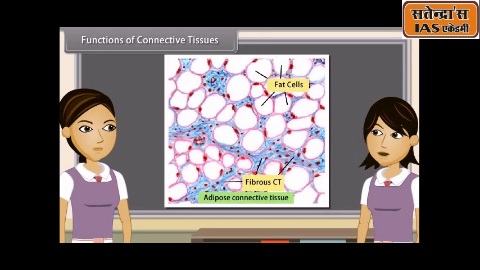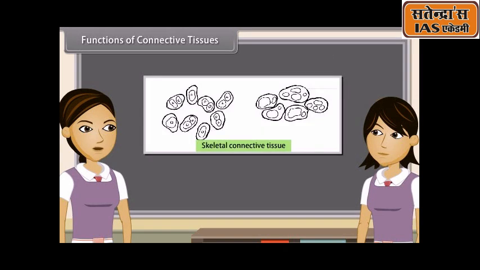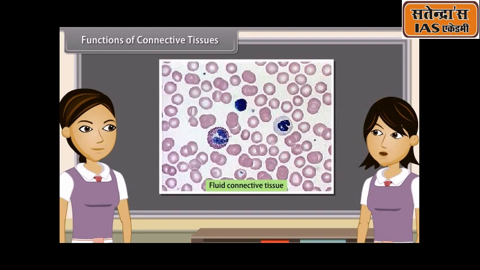Adipose connective tissue stores fat, gives shape to limbs and the body, keeps the visceral organs in proper position, acts as shock-absorbing cushions around kidneys and eyeballs, and also acts as an insulator. Skeletal connective tissue forms endoskeleton, provides flexibility and support to the body parts, protects vital organs, stores calcium and phosphate. Fluid connective tissue transports nutrients, hormones and vitamins to the tissues of whole body and excretory products from the tissue of whole body to the liver and kidney.